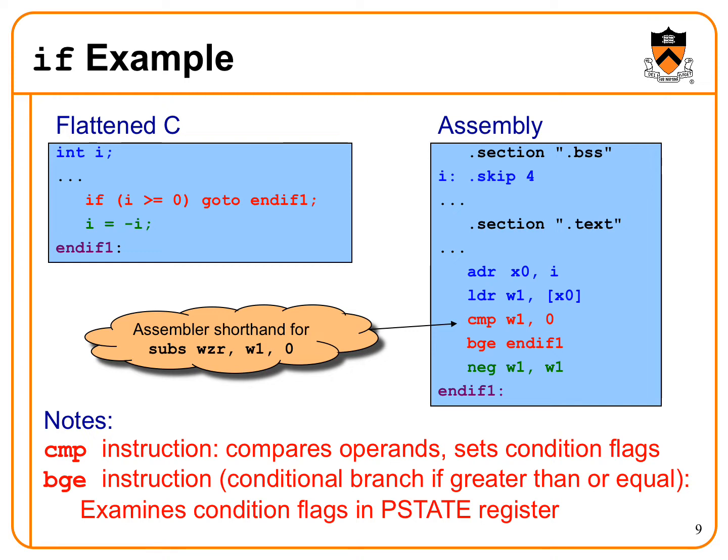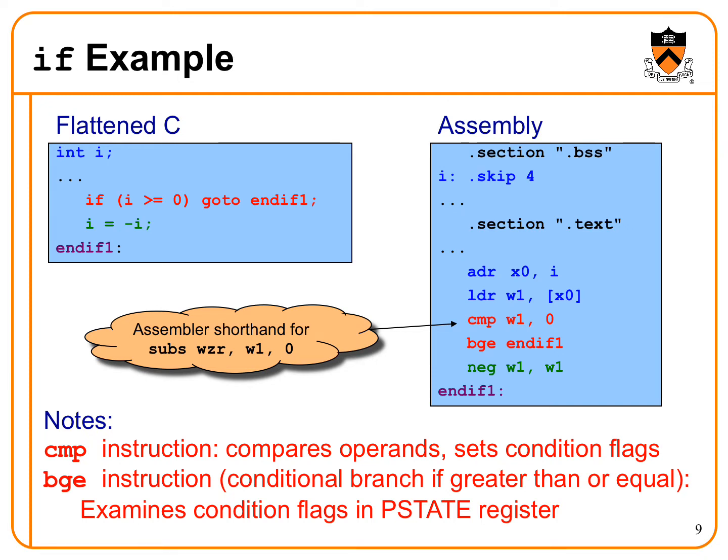Now we have to do our conditional. We use the CMP instruction to compare the value in W1 with 0. This sets the flags in the p-state register. Now we want to branch if the result of the comparison was greater than or equal. Note this means the ordering of the arguments to compare matches the flattened C code, not the original C comparison.